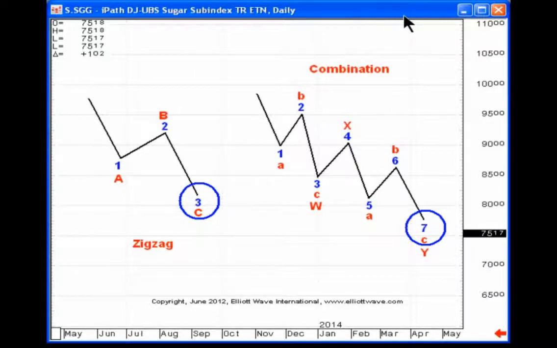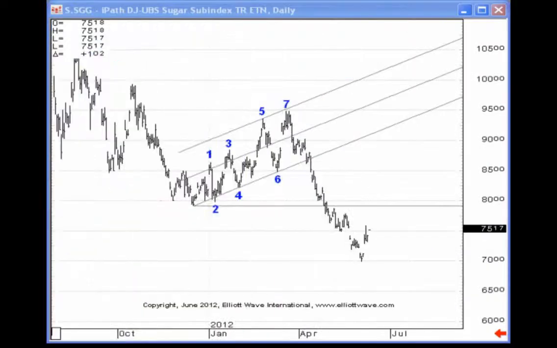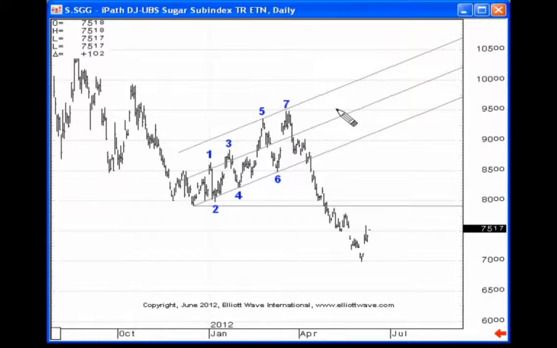For example, let's look at some real-life examples of this in action. Here is an ETF. This is an ETF of sugar. Ticker symbol is SGG. And notice from this extreme here, that late December 2011 low, the move to the upside developed within parallel lines. Notice the overlap within the structure, and also notice it consisted of 7 waves.